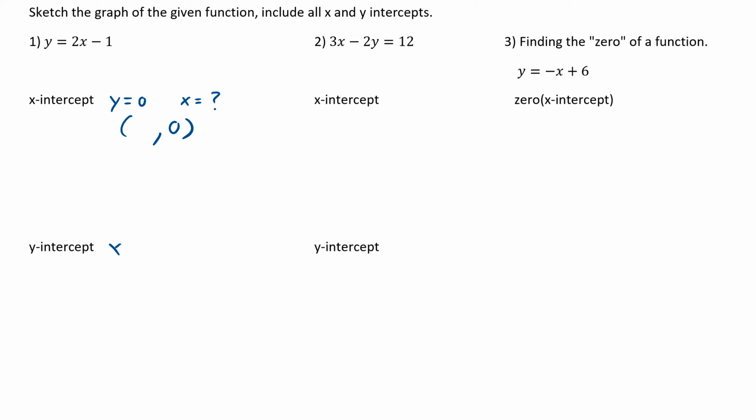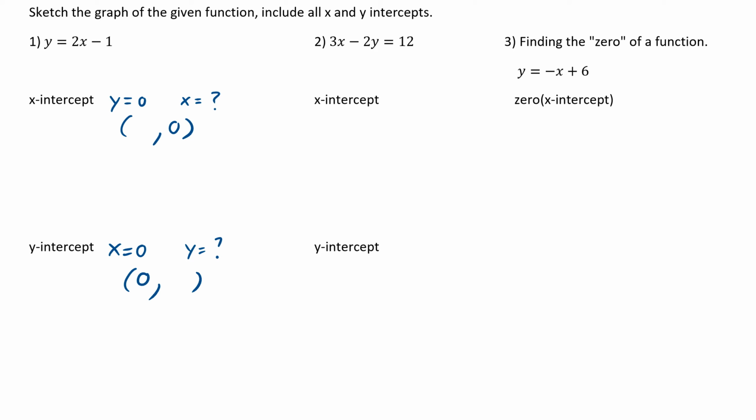And then to find the Y intercept, we let X equal 0 and try to find Y. And so we would end up with 0, comma, something. What we're looking for is the ordered pair. That's it. They're just two special points, two special ordered pairs. First one's the X intercept.